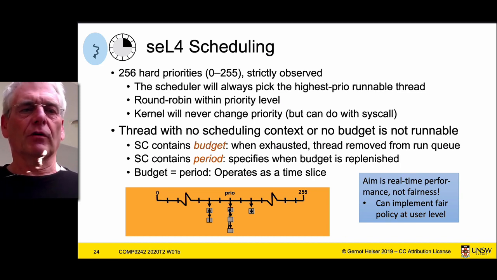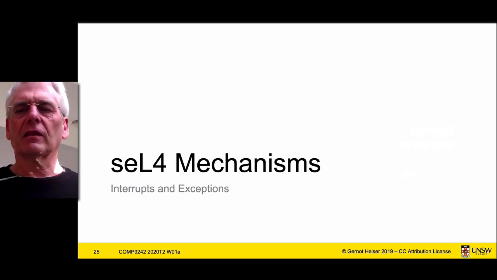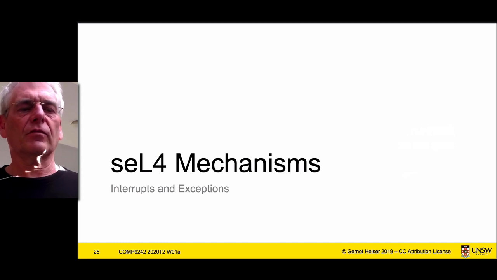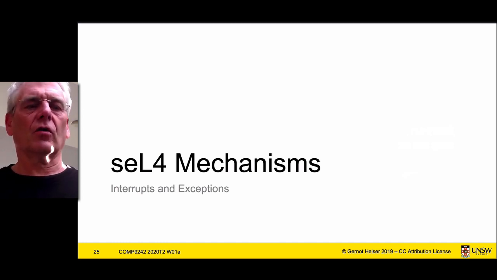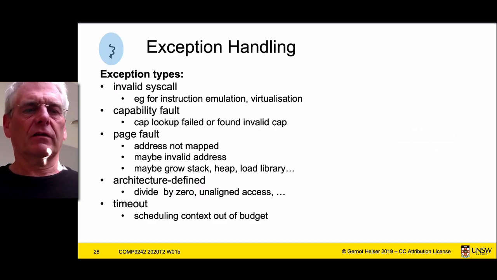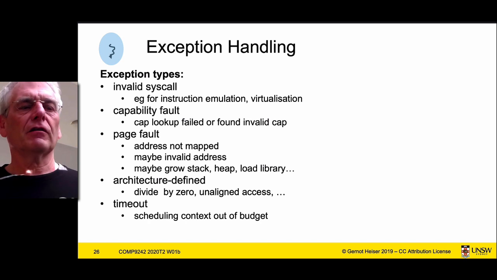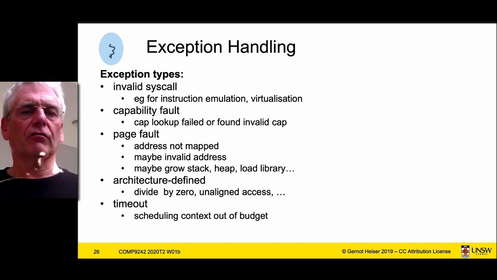Okay, so much about threads and scheduling. Now let's look at the last mechanism we need to understand, and this is how interrupt and exception handling works in seL4. Let's look at exception handling first. There is a total of 5 different exception types defined in seL4. Invalid syscall.